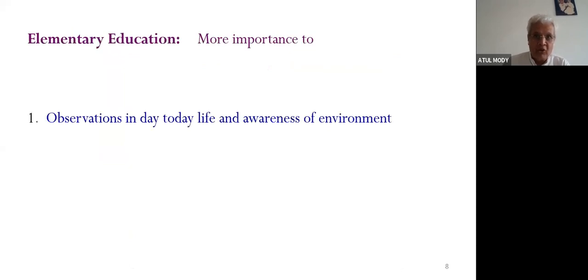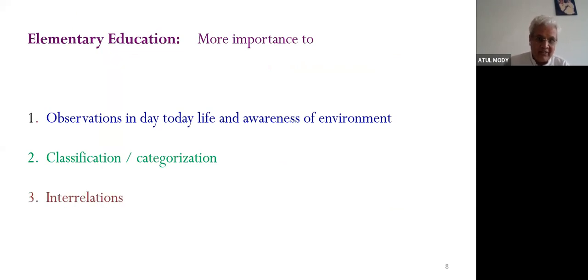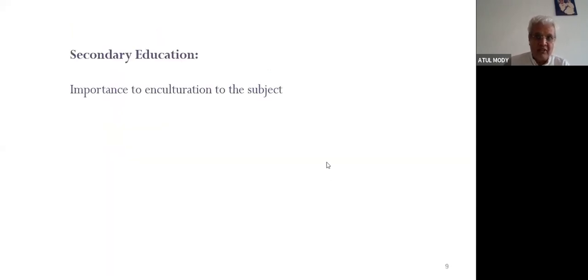Now, normally when we talk about elementary education, our emphasis is on students understanding and becoming aware of their environment and learning to observe things, or learning to classify things, learning to interrelate what they are observing in nature around themselves, and its importance to our life. If we go to secondary education, somehow these things are not really emphasized anywhere. It just merely goes as some curriculum, some syllabus, and some topics.